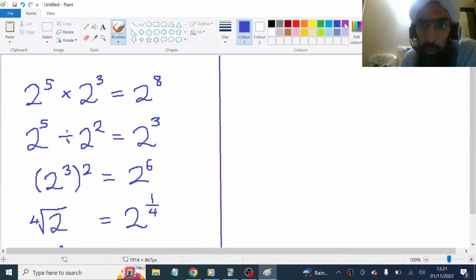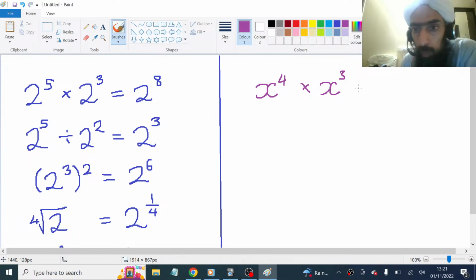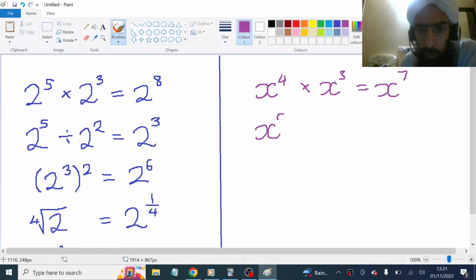Okay, let's try those same things. This time you try, see if you can figure out the answer before I write it. We'll try the same thing but with letters. So let's go with x to the power 4 times x to the power 3. We're timesing, we add the powers, x to the power 7. Let's try division. X to the power 9 divided by x to the power 2. We are taking away the powers because of the division here, so that's x to the power 7.